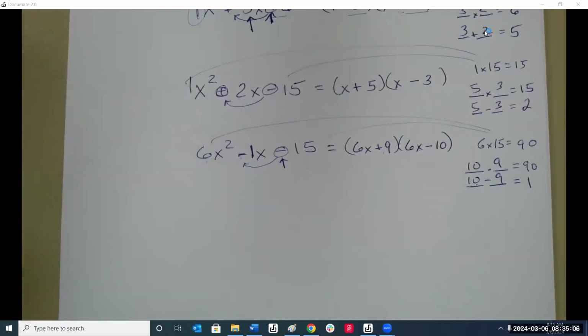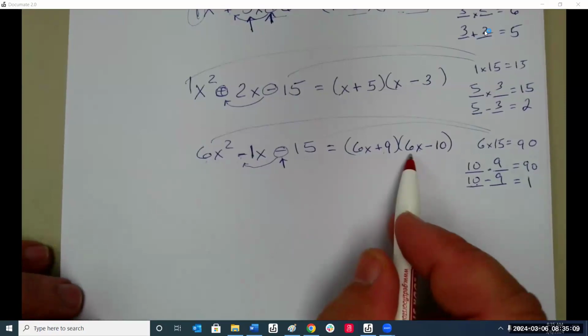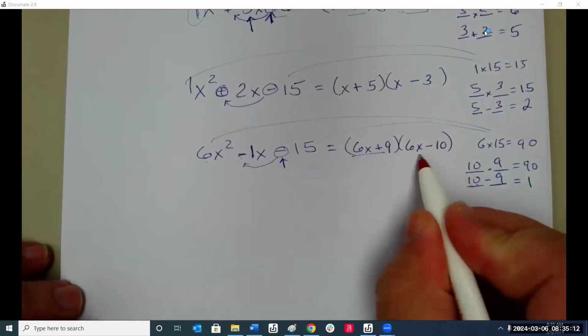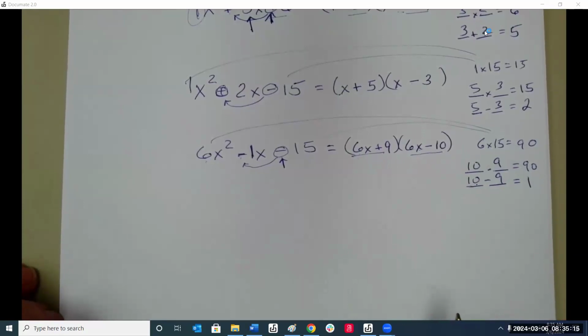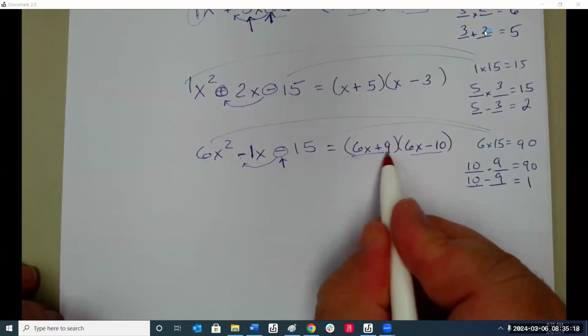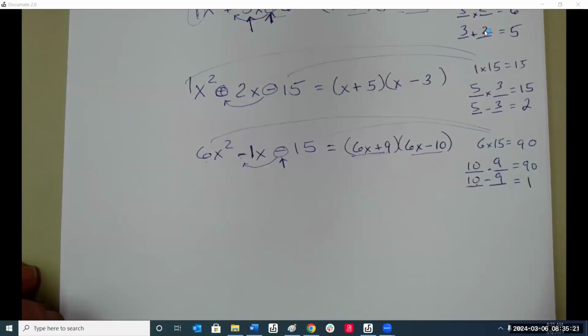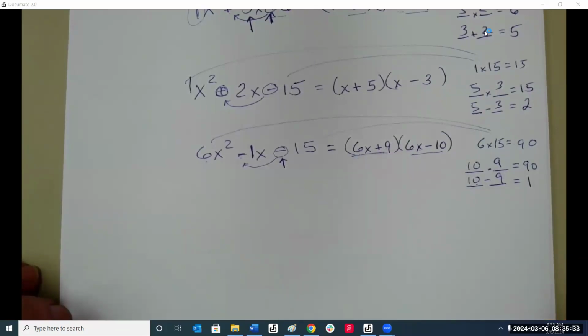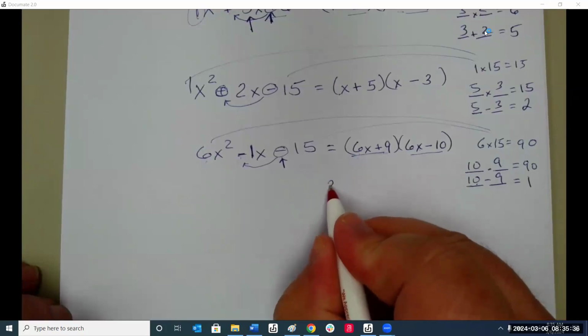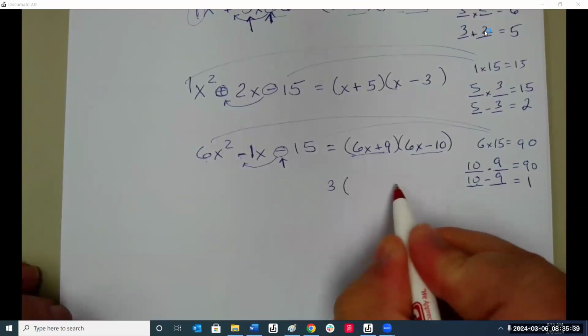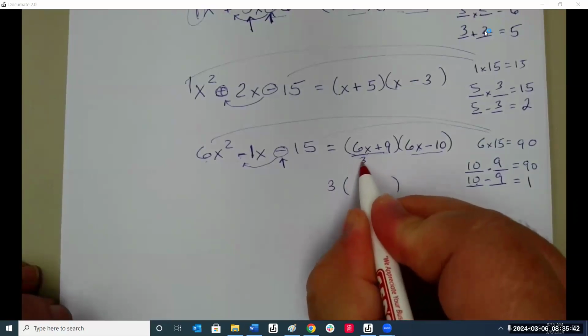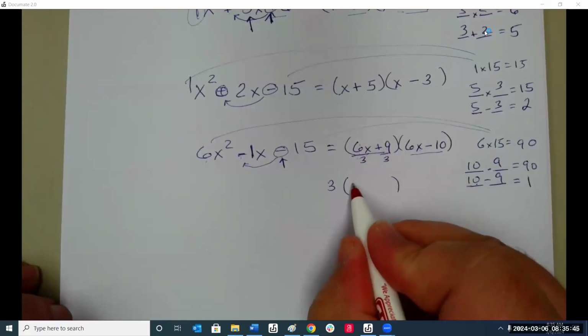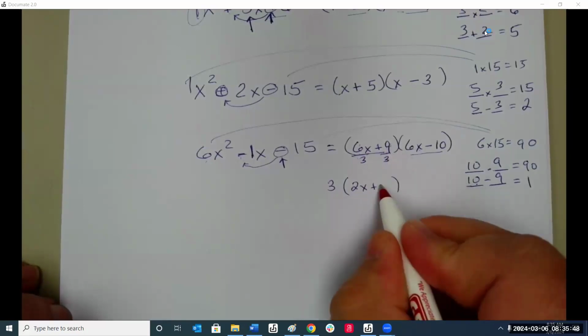We're not done yet. This is the first step. Now, look at both of these expressions here. Do they have anything in common? So 6 and 9, do they have any number in common? 3. They both have a 3 in common. So to figure out what goes inside here, divide both of these by 3. 6 divided by 3 is 2. 9 divided by 3 is 3.